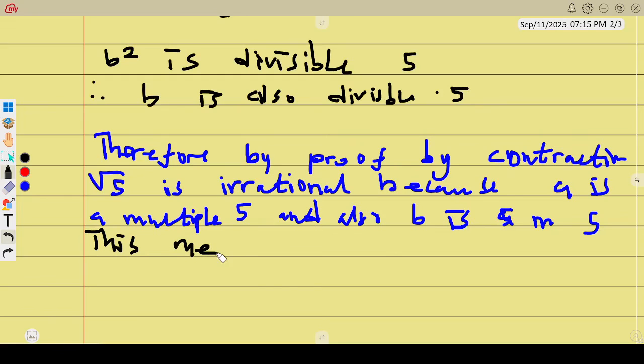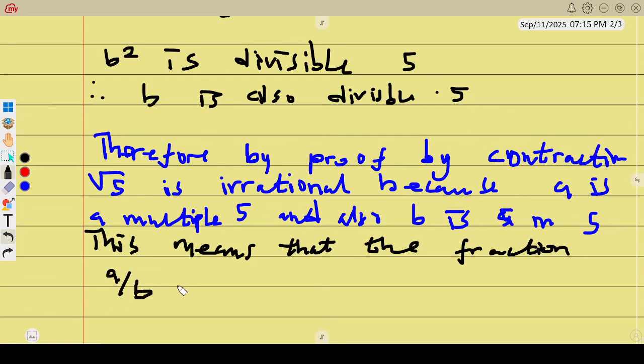This means that the fraction A over B was not in its simplest form. You finish. This is how we deal with irrational numbers. You just master the steps like a computer.